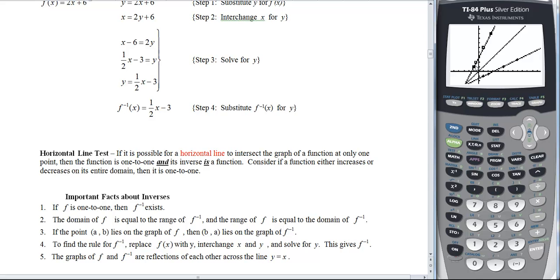Because if you would turn your calculator sideways, I can't, but if you turn yours sideways, you'll be able to see that what you have here is a reflection going across. Okay? And that's it for this one.